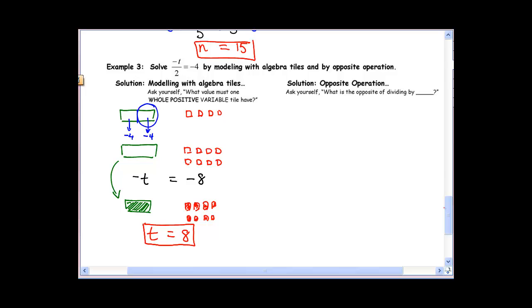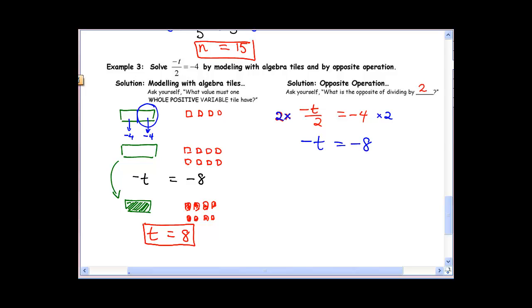So ask yourself, what's the opposite of dividing by 2? Well, I think it should be multiplying by 2. So once again, negative t over 2 equals negative 4. And the goal here is to now times both sides by 2. So 2 times negative t over 2 just becomes negative t. And then negative 4 times 2 is negative 8.